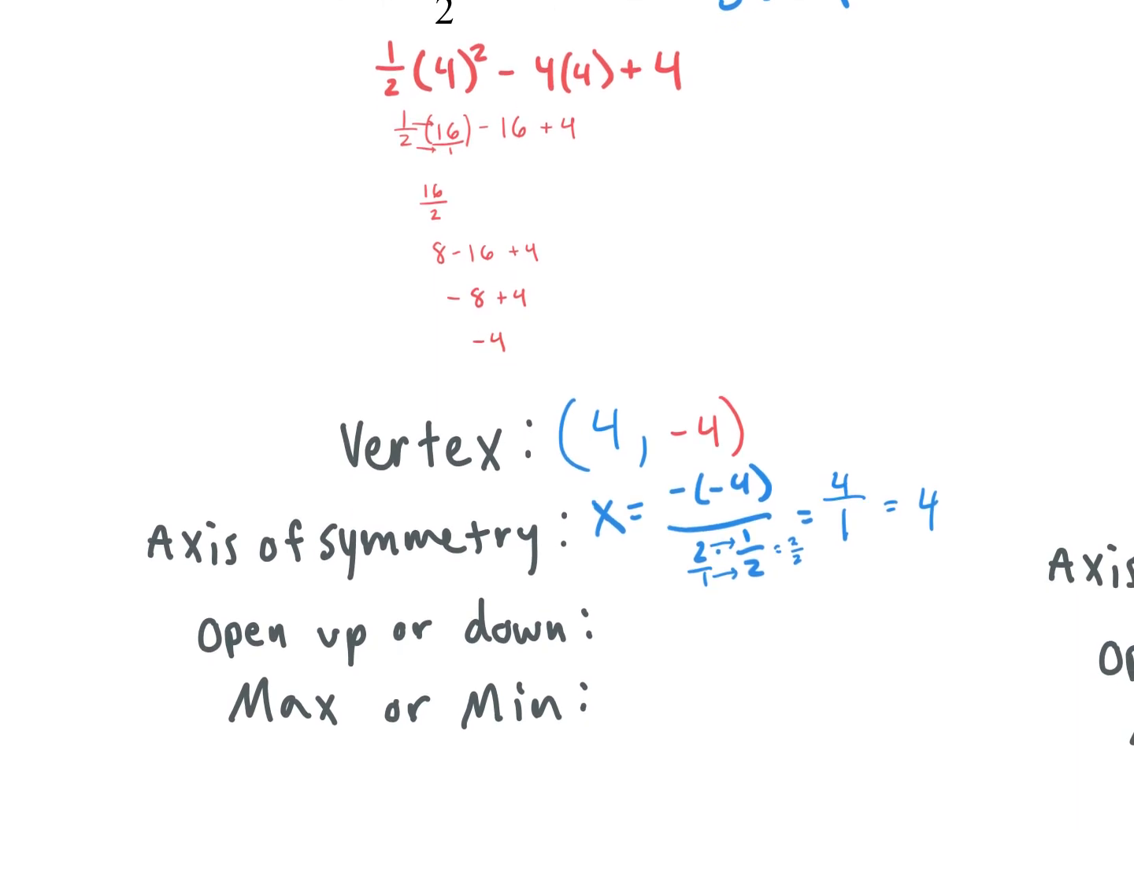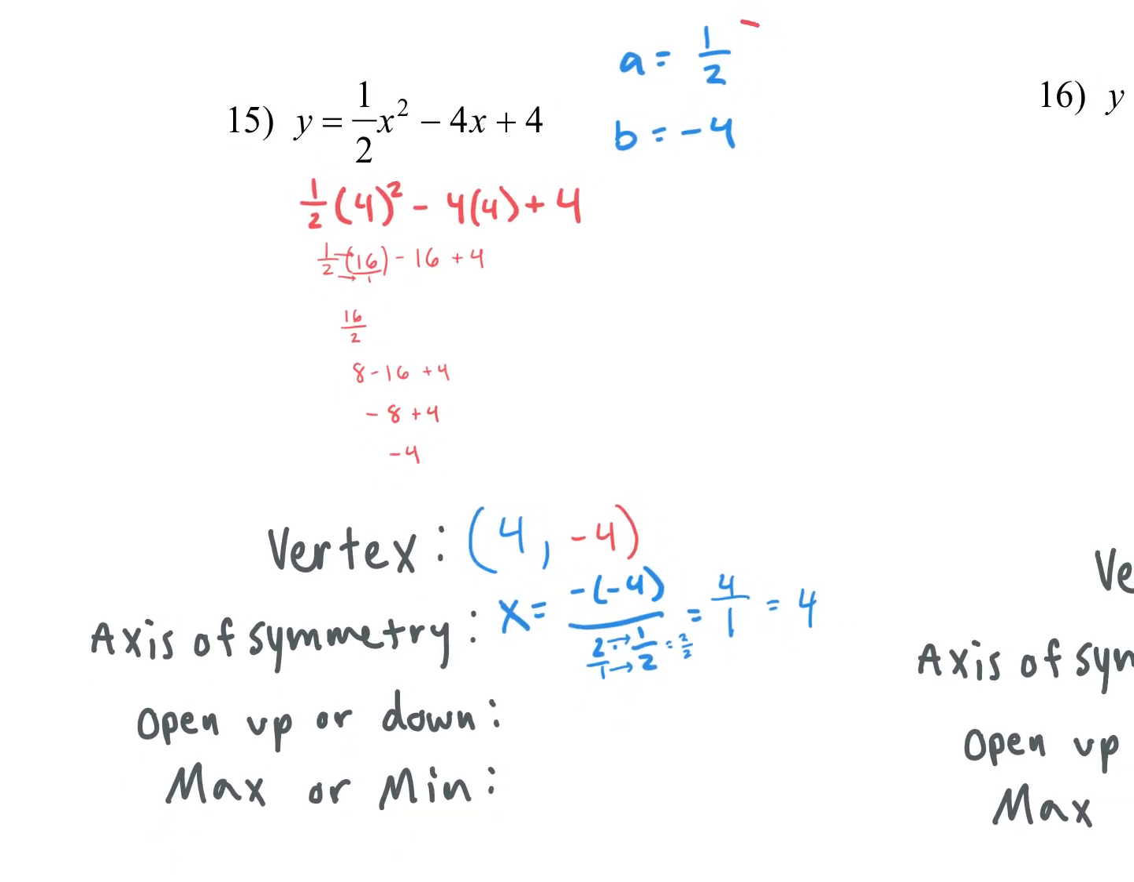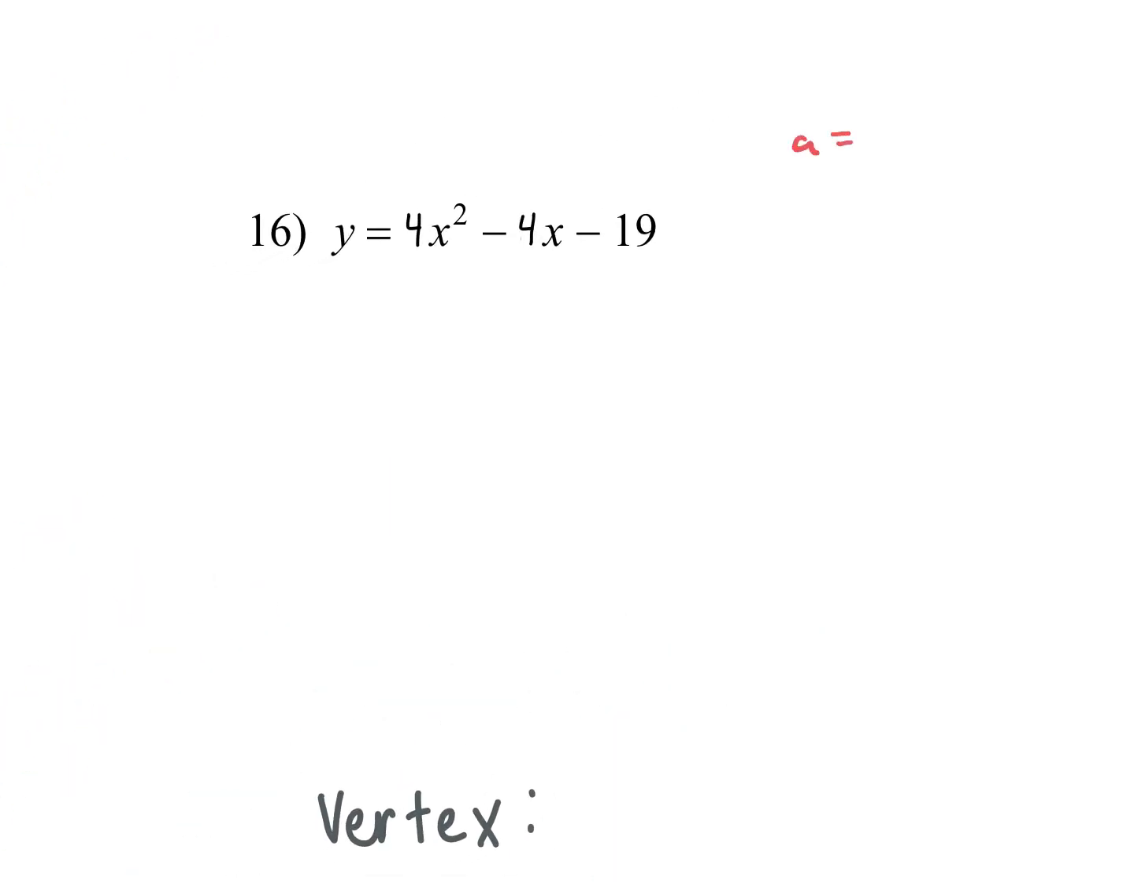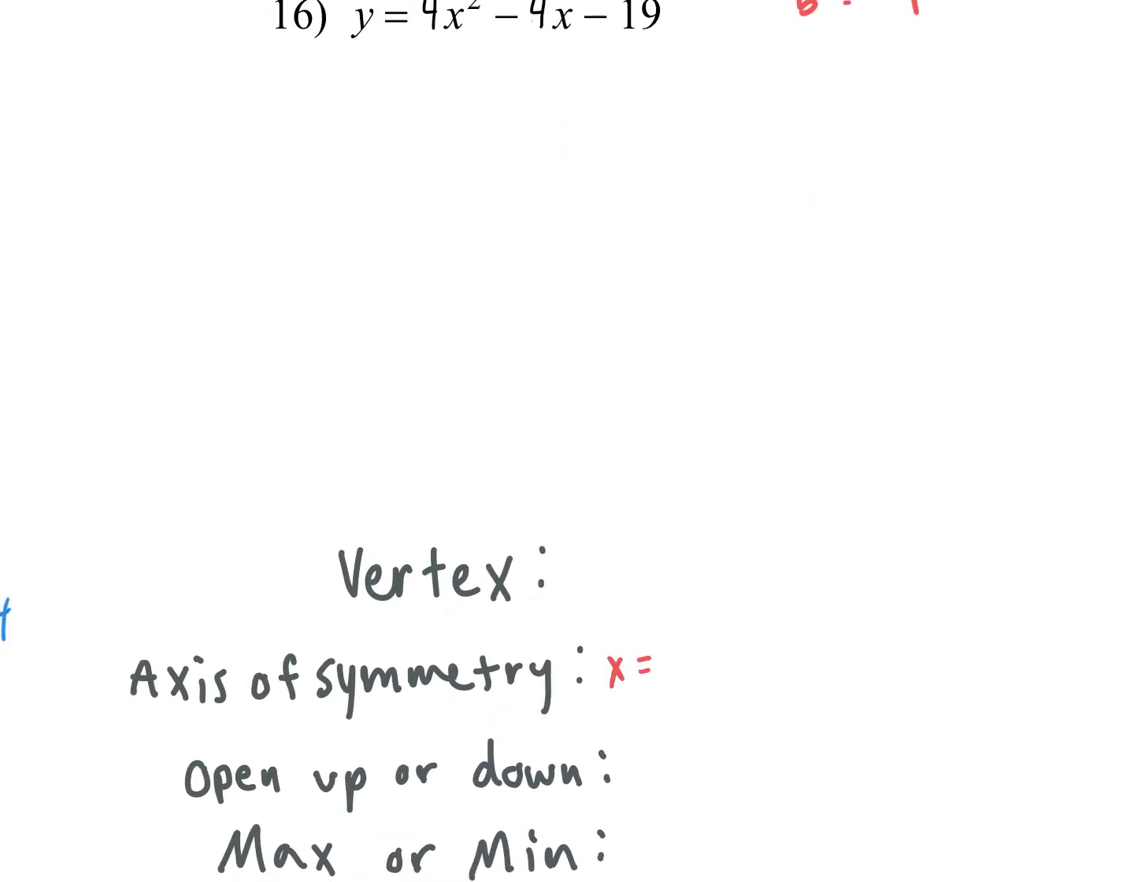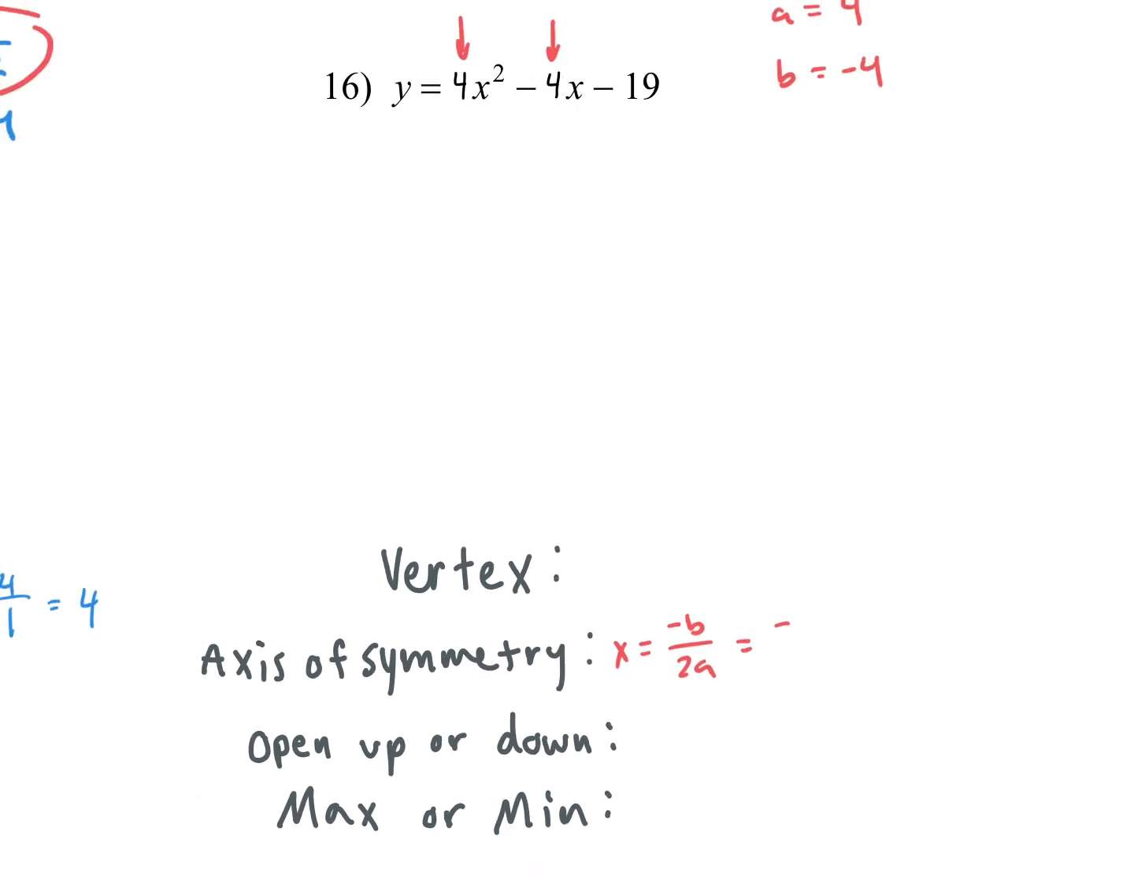Does this open up or open down? It opens up because A is positive. And then do I have a maximum or minimum? A minimum, and what's my minimum value? Negative 4. So for 16, what's our A? And what's our B? So our formula is x is equal to negative b over 2a. So negative negative 4 over 2 times 4. So 4 over 8. And what does 4 over 8 simplify to? 1 over 2. My axis of symmetry is x is equal to 1 over 2. And what's the first number in my vertex? 1 over 2. Same thing. How do I find the second number? Plug it in for x.